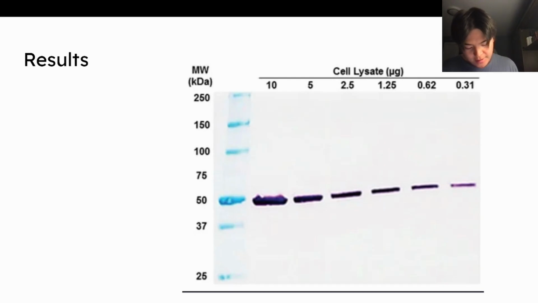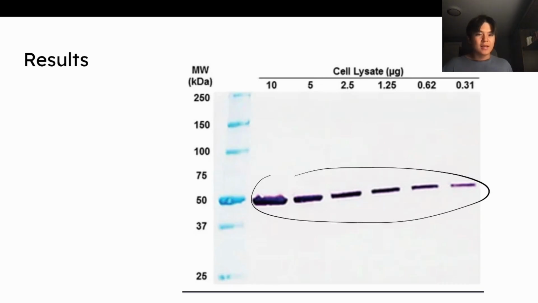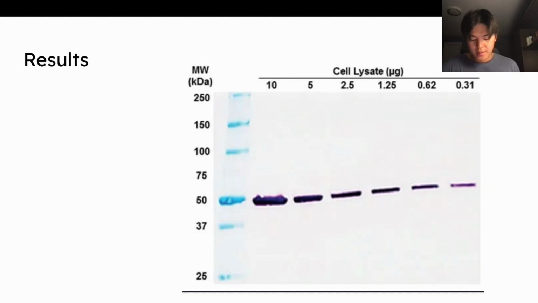We can see that this is a lysed cell, right? And we can clearly see that it has some sort of protein that was able to be identified by the Western blot. And we can see there's a lot more here with this many micrograms versus that many micrograms, which should make sense, right? And that's basically what the Western blot does. Basically, we get to figure out if a protein is in a sample.